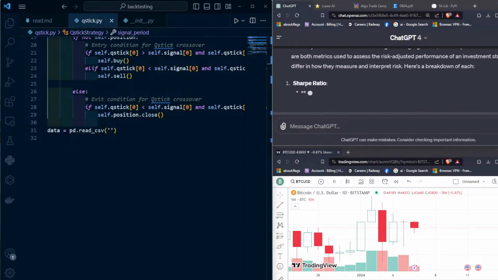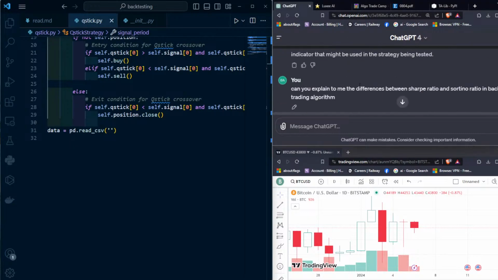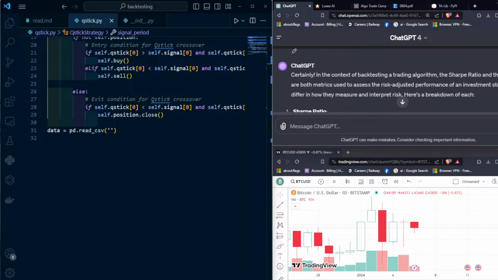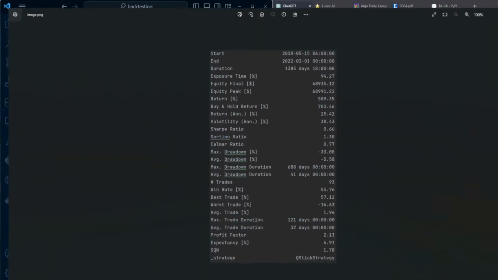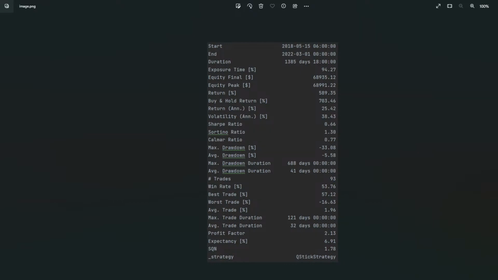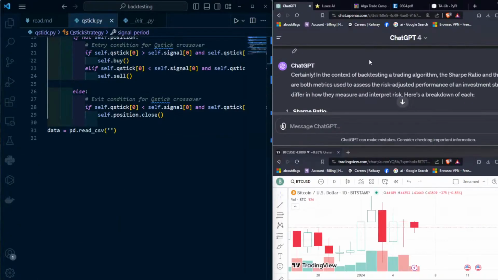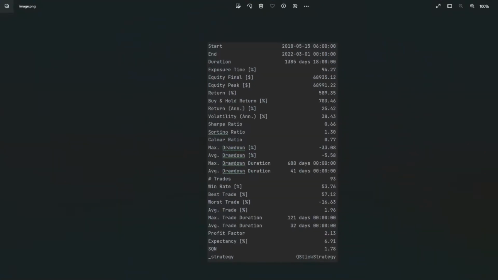Certainly, in the context of backtesting a trading algorithm, the Sharpe ratio and the Sortino ratio are both metrics used to assess the risk-adjusted performance. So they are related to the risk you're going to take. As I said, everyone will have their own preference. I always prefer the Sortino ratio to be higher than 1. The difference is the Sortino only cares about the drop, while Sharpe cares about both.